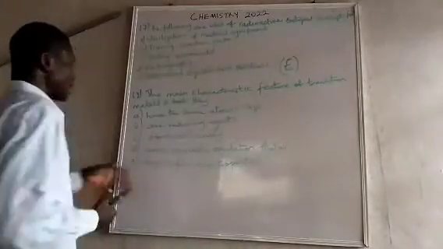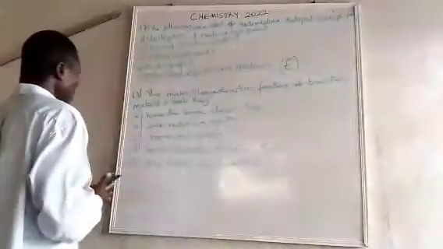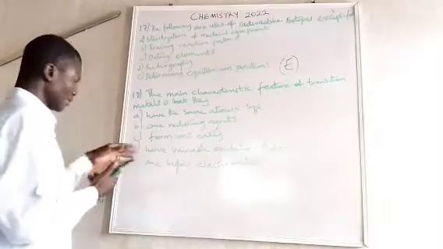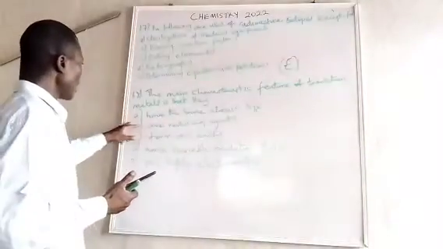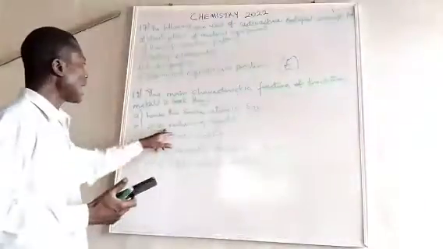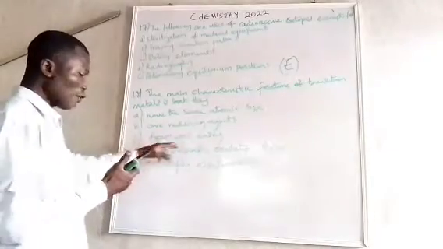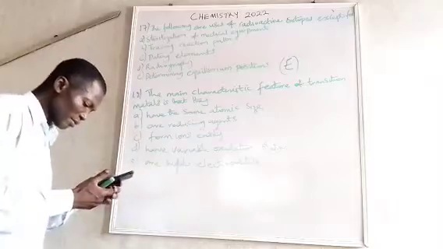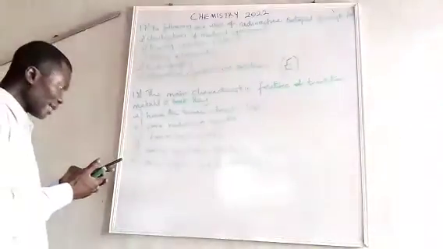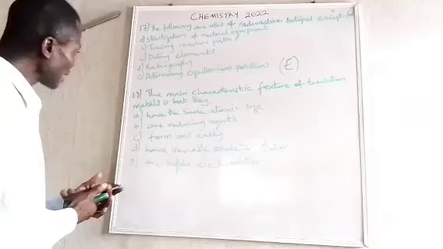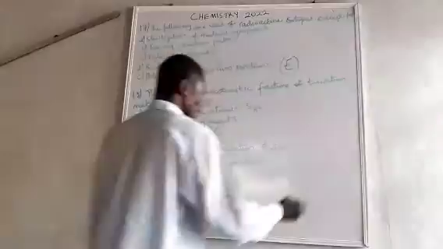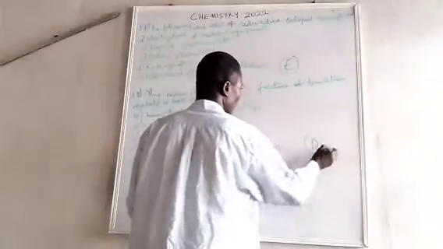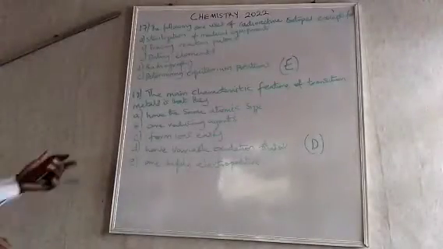Next one says, the main characteristic feature of transition metals is that they A, have the same atomic size, B, are reducing agents, C, form ions easily, D, have variable oxidation states, E, are highly electropositive. The answer is D. They have variable oxidation states.